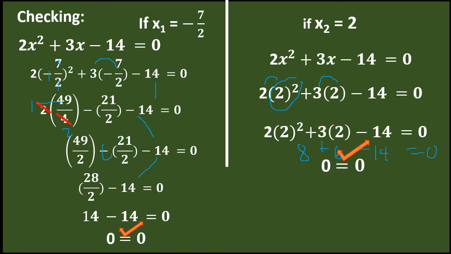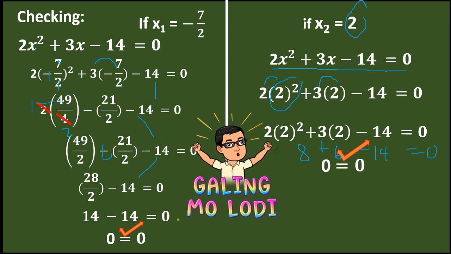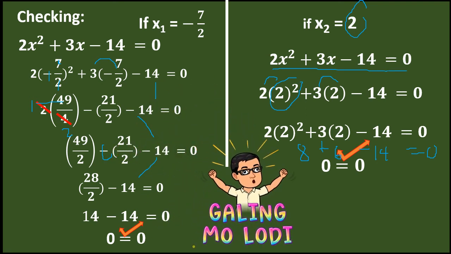So what do we have to do now? We can accept 2 as a solution to the quadratic equation 2x squared plus 3x minus 14 equals 0. And the other solution is negative 7 over 2.